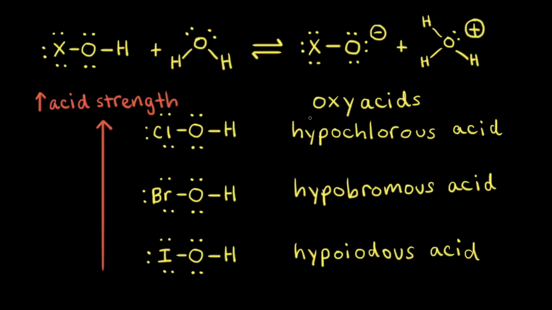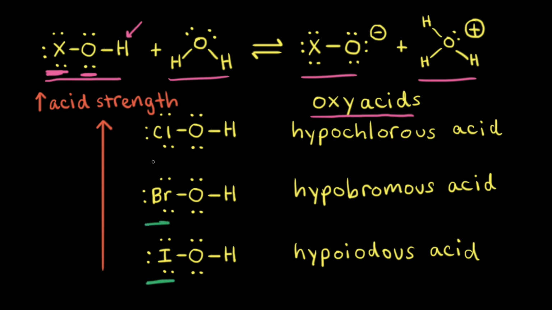Next, let's compare the strengths of some oxyacids. These oxyacids all have the general formula XOH, where X is a halogen. The acidic proton is the proton that's directly bonded to the oxygen, and if an oxyacid donates its proton to water, that forms the hydronium ion H3O+, and the conjugate base to the oxyacid. For these three oxyacids, the halogens are iodine, bromine, and chlorine.